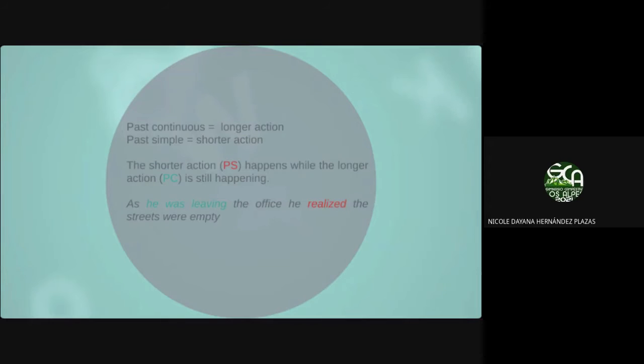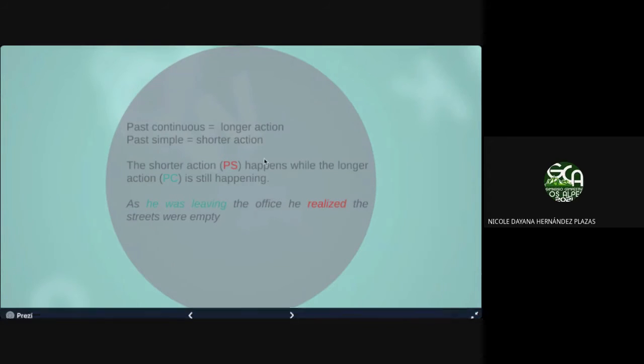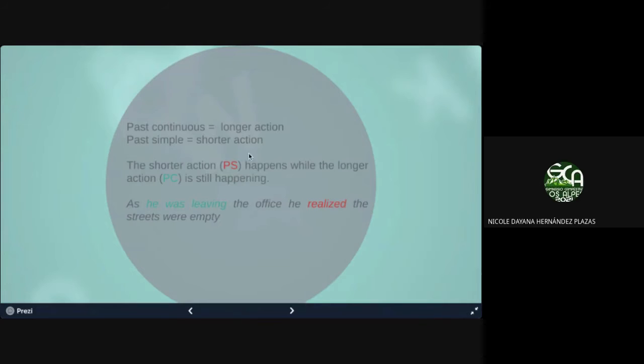What is the meaning of while? Mientras. Mientras. Mis amores, en este caso, como les decía, van a tener una acción que interrumpe a la otra. La acción más corta, que es la que van a tener en pasado simple, va a suceder mientras todavía está pasando la acción en continuo, que es la más larga. Es decir, que una acción va a interrumpir a la otra acción.